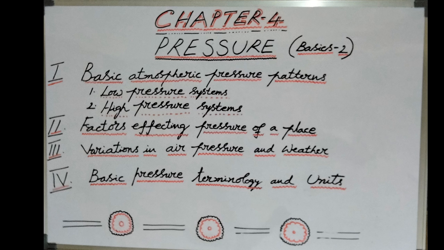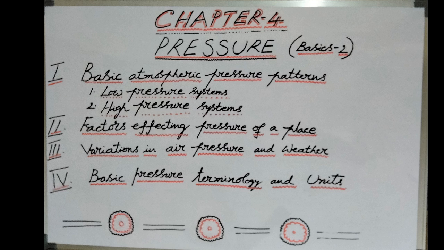Now let us go straight into basic atmospheric pressure patterns. There are various smaller pressure systems identified in a small area, daily, weekly, on the surface of the earth or on the surface of the sea or on both. Number 1, low pressure systems or cyclones. The second one is high pressure systems or anticyclones.